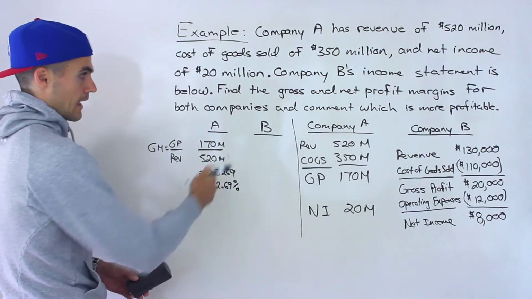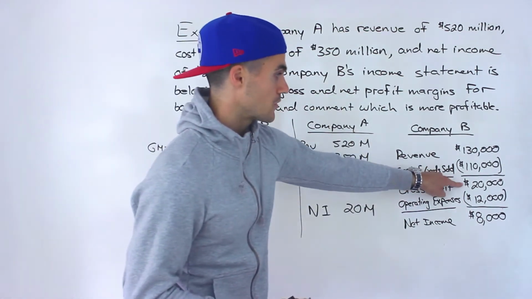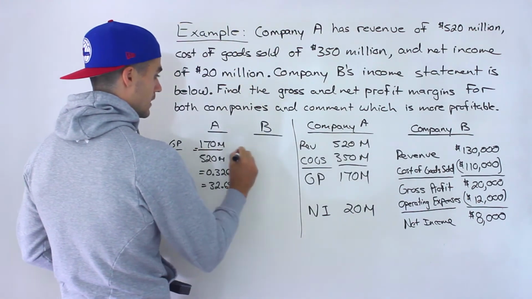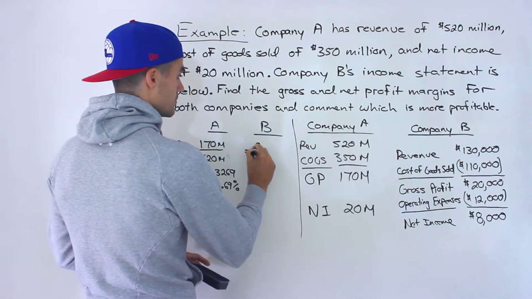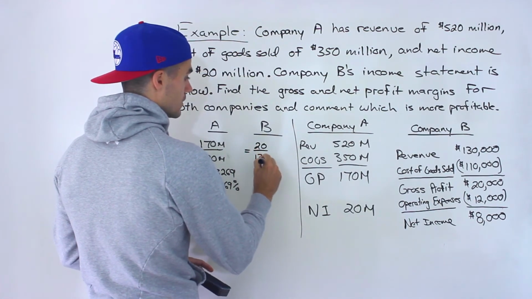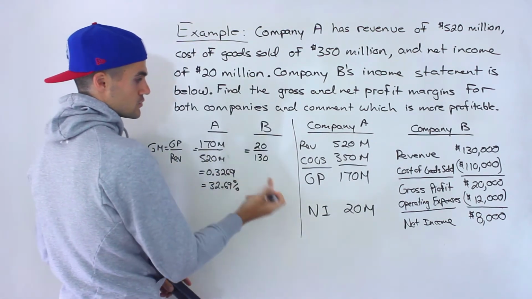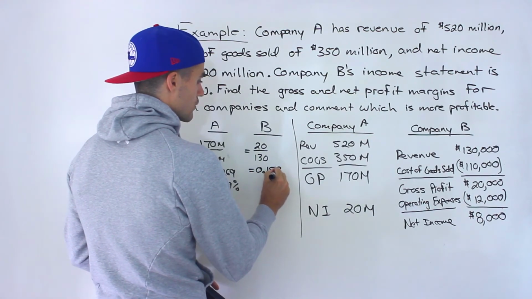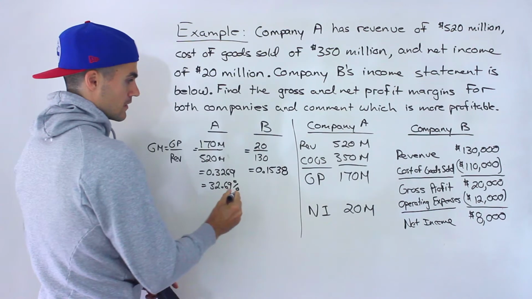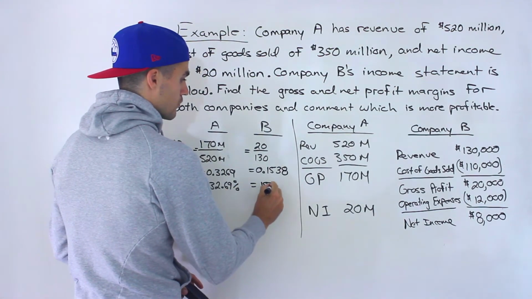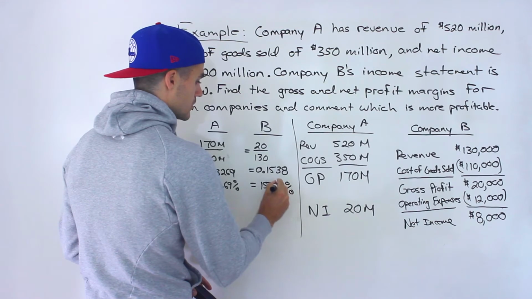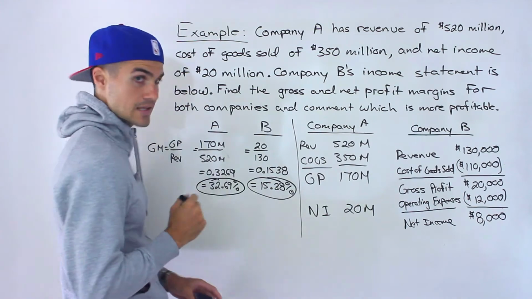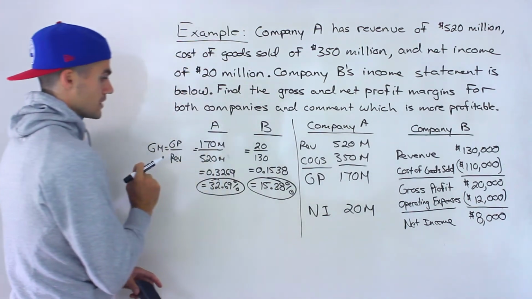32.69%. And then for company B, we would take their gross profit of 20,000 divided by 130,000. And again, we can cancel out the thousands, so it would be basically 20 over 130. We can actually cancel out these zeros too and just do 2 over 13. I'll keep it like this, and that would be 0.1538, right? Which would be 15.38%. So that's the gross margin for company B. 32.69% is the gross margin for company A.